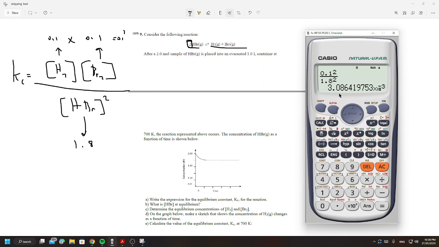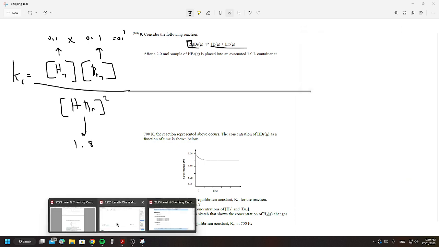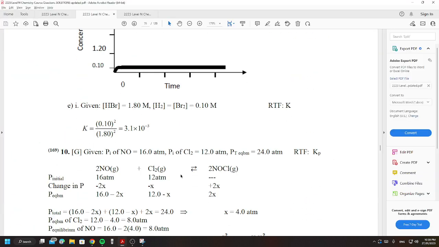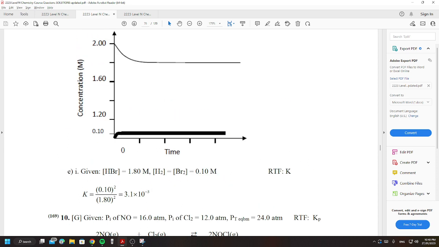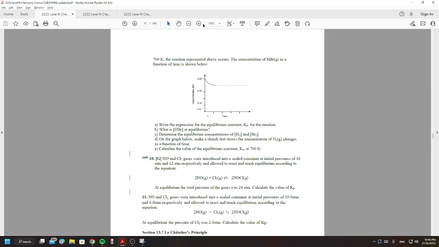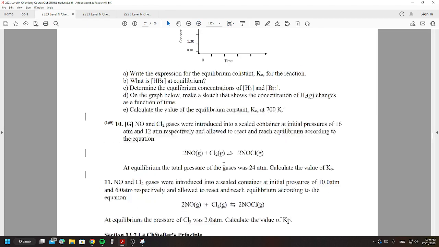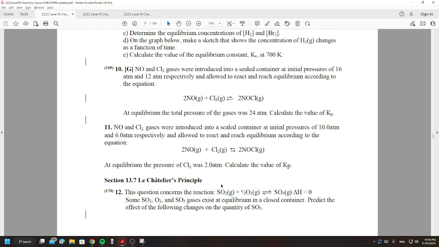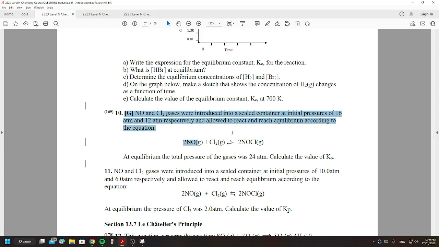So 3.08, so to three significant figures it is going to be 3.09 times 10 to the power negative 3. Our 3.09 is essentially 3.1 times 10 to the power negative 3. Okay. Okay, good question.